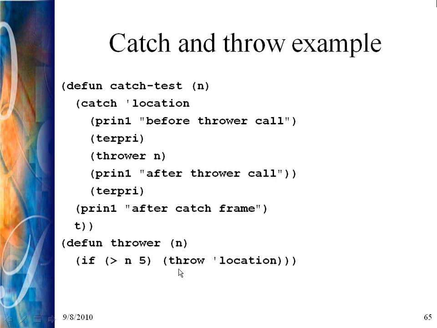The throw is in this form, thrower n. So we evaluate this print form and print "before thrower call". Then we evaluate the newline. Then we call the thrower function. If it does not throw, we then print "after thrower call" and another newline. And then we drop down to after catch frame.